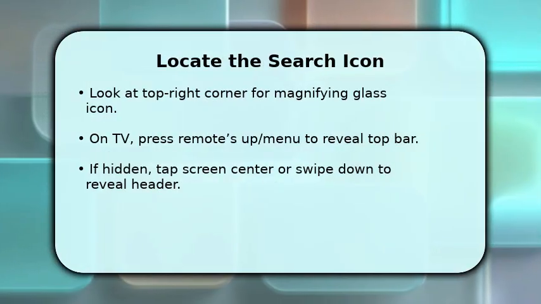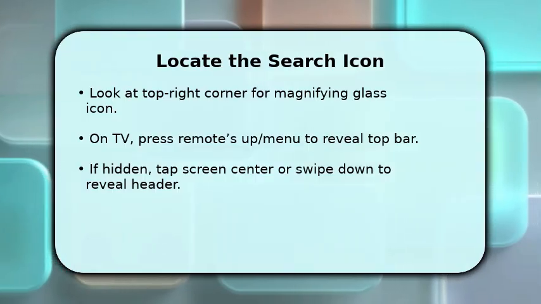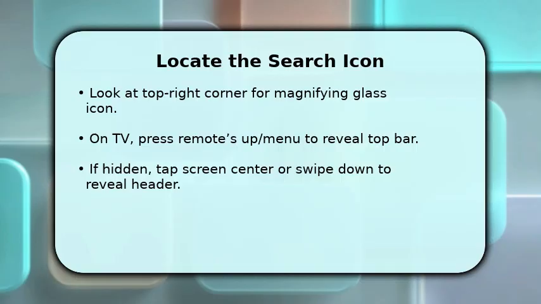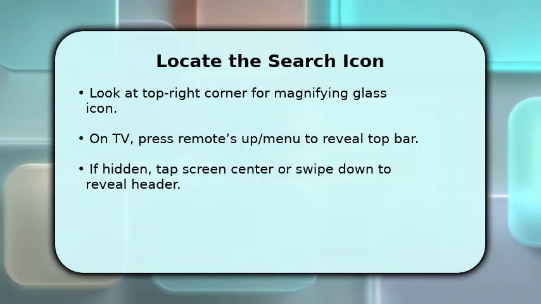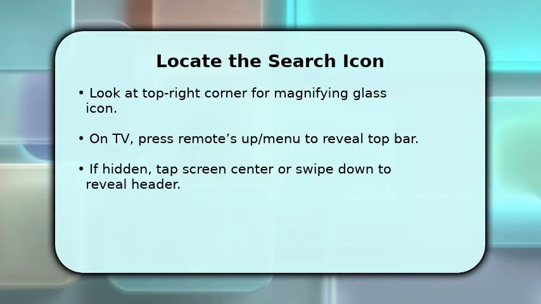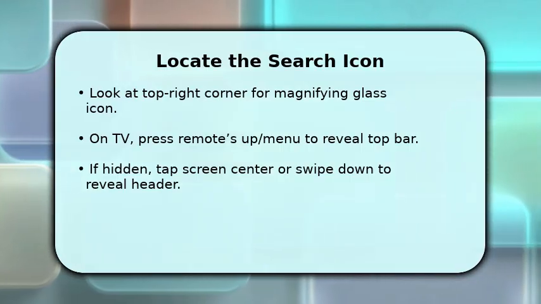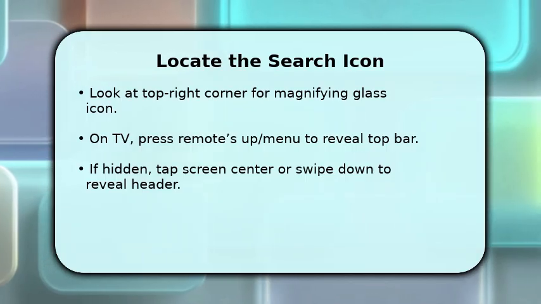Now you find the search button. Look for a magnifying glass icon on the app's top right or within the top navigation. Once you reveal the header, on mobile tap the screen, on TV press the remote's up / menu. You'll see sections like Home, TV, Movies, and a small search icon. Make sure to check inside side menus or the user profile drop-down if the header is compact.